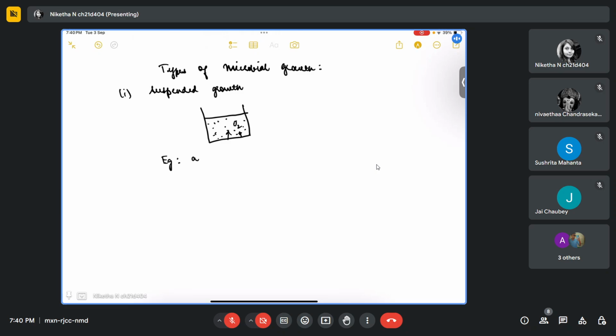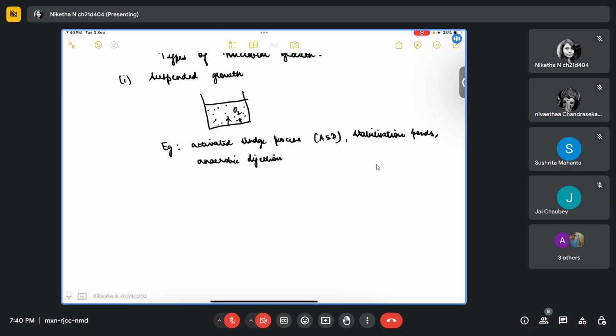Okay, so examples can be activated sludge process, which is also known as ASP in short, and stabilization ponds. And even anaerobic digestion. So all these are examples where the microbes remain in suspension and they degrade the organics present in the wastewater.